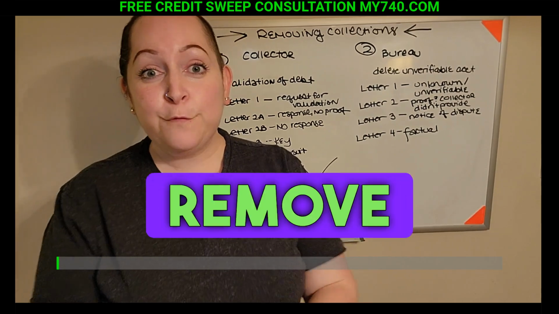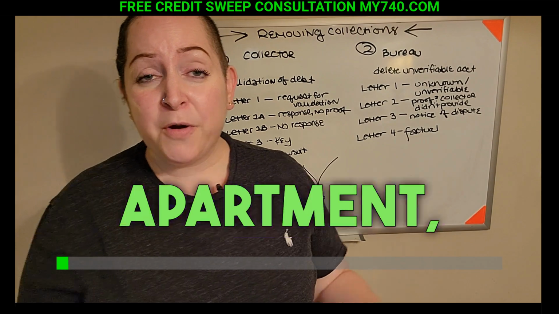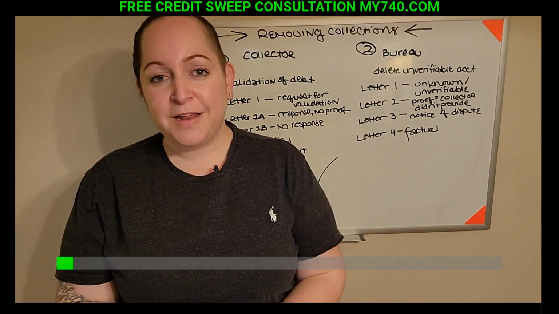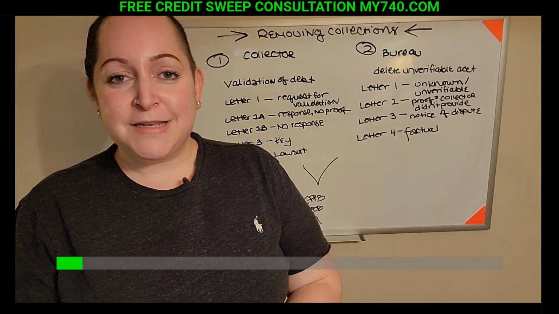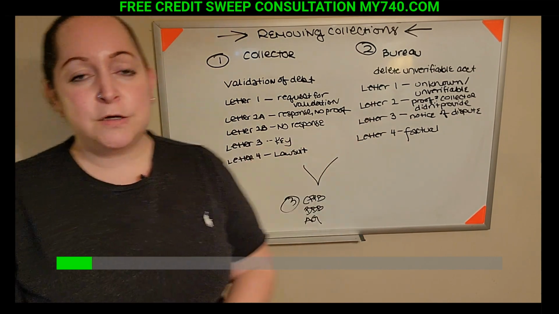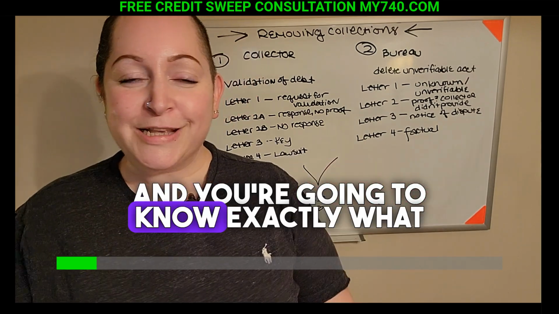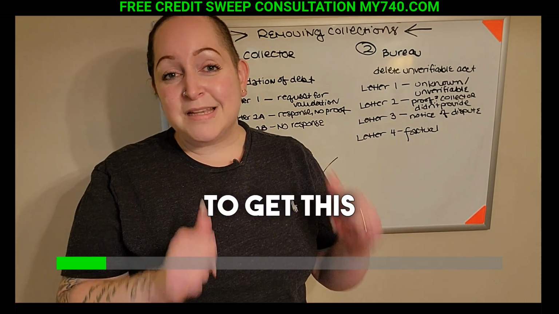We're talking about how to remove third-party collections from your credit report. I'm talking about medical, utility, apartment, car insurance. If there's a third-party collection and you don't know how to remove it, then this is the validation of debt method. As you can see, letter 3 is the key. So watch to the end and you're going to know exactly what to do. And you can also check out the description for the link to get this series.